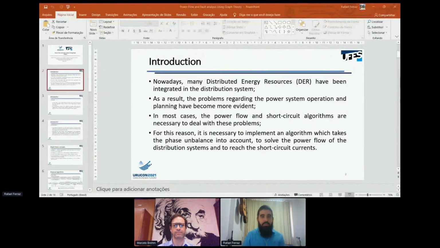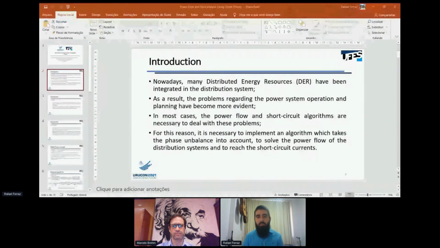So, as a result, the problems regarding the power system operation and planning have become more evident. In most cases, the power flow and short-circuit algorithms are necessary to deal with these problems. For this reason, it is necessary to implement an algorithm which takes the phase unbalance into account to solve the power flow of the distribution system and to reach the short-circuit currents. The purpose of this paper.